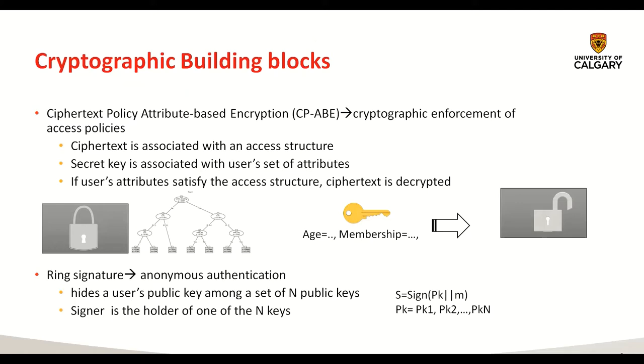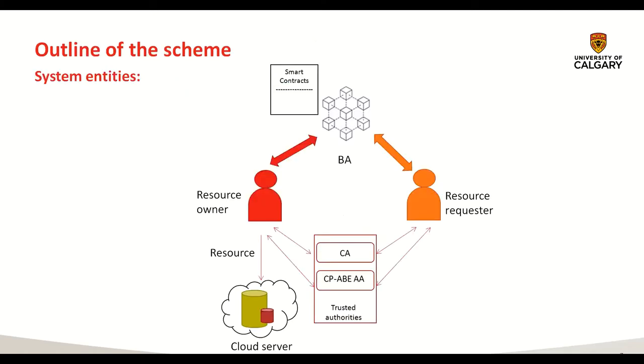The second primitive is ring signature, which allows users to have anonymous authentication. In ring signature, a signature is generated using a set of public keys, which is called the ring, and it allows the user to hide his keys among these keys. Ring signature provides anonymity, unlinkability, and unforgeability. Integrating these primitives with a blockchain-based resource sharing scheme requires redesigning the system. I will give the outline of the new system.